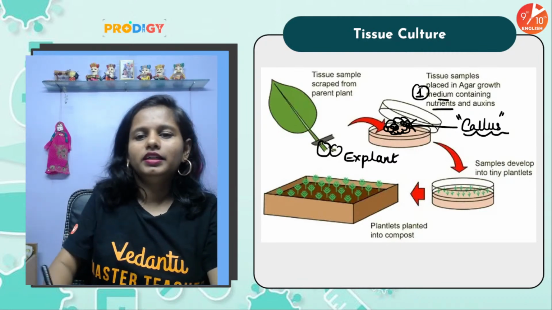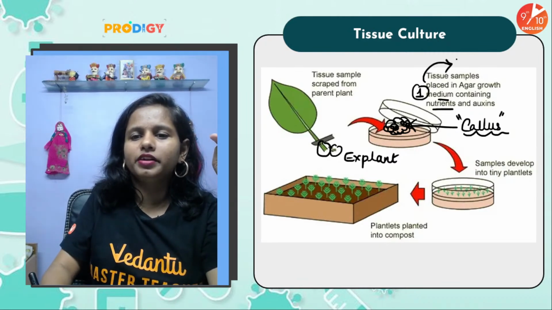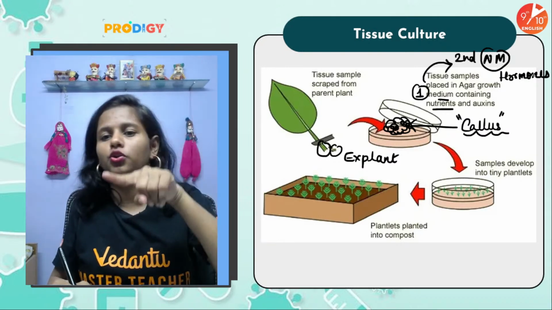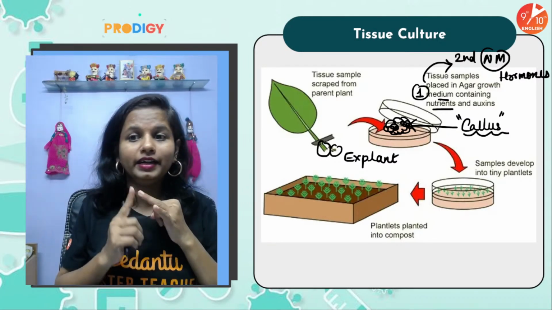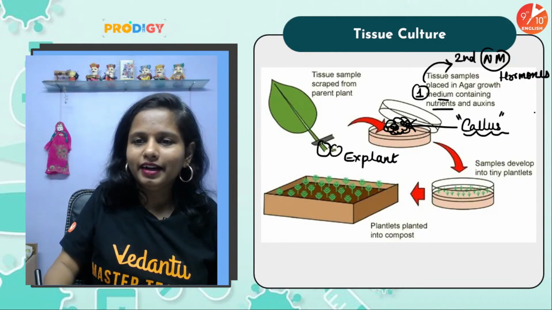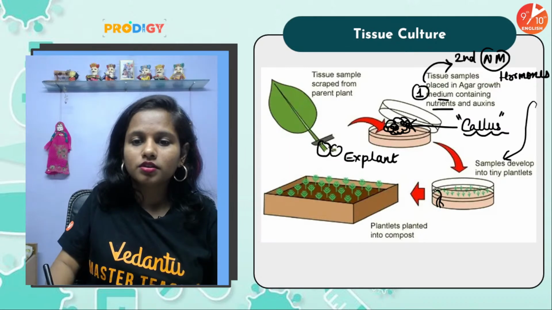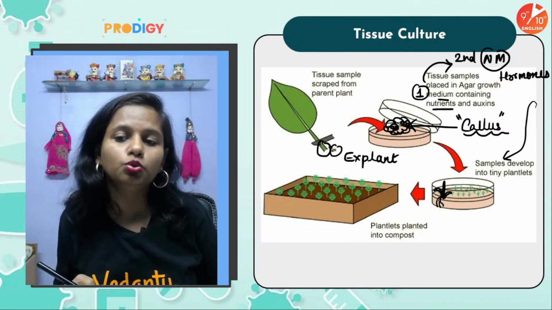So now it is transferred into the second nutrient medium. In that second nutrient medium, we add hormones: rooting hormone and shooting hormone. And that's the reason why you see the miracle over here. You get to see the roots as well as the shoots.